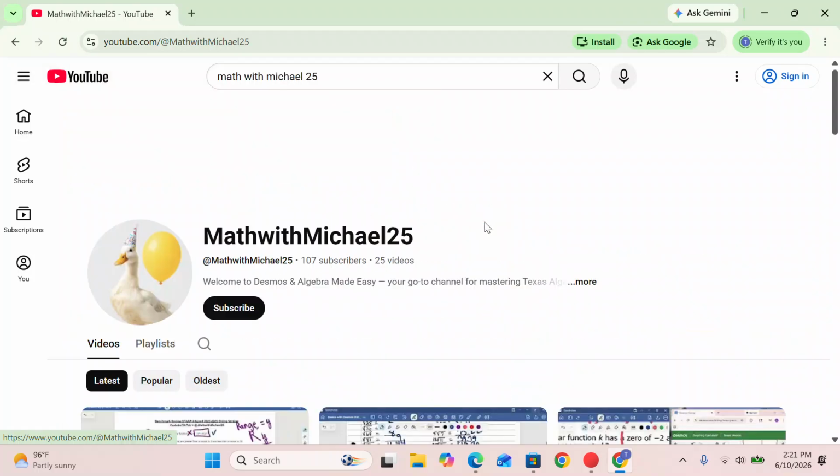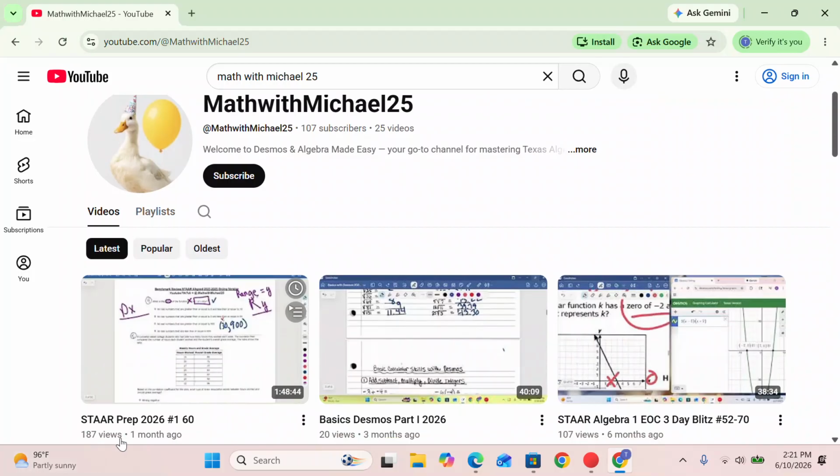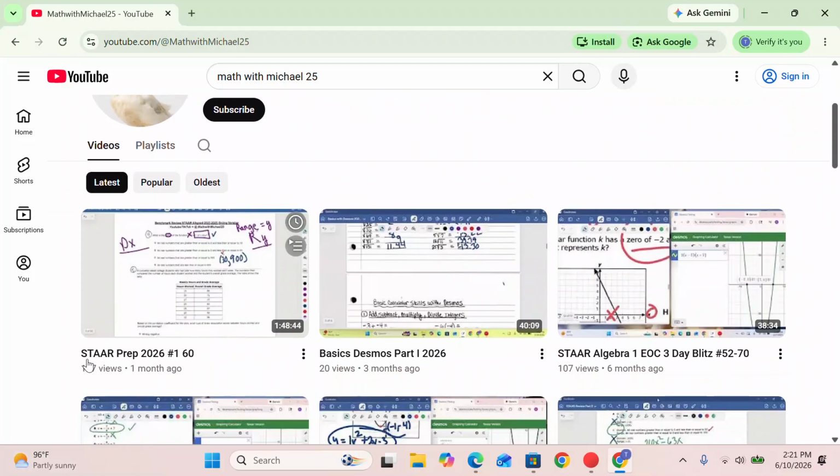So all you do is click on there, and anything that has STAAR prep will take you through the steps. Like the 1 through 60, that one, I did every single problem. But I wouldn't worry about understanding everything because we haven't done domain, we haven't done range. You only got a glimpse of everything. So I would just say do the problems you know. If you need to learn how to do Desmos, it's my basics of Desmos.